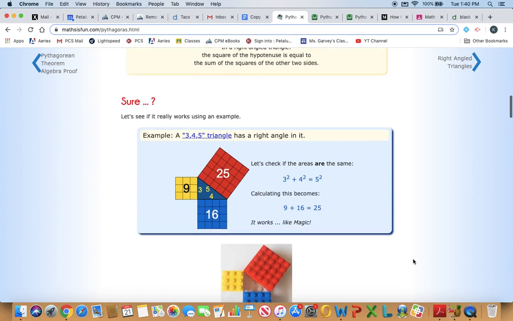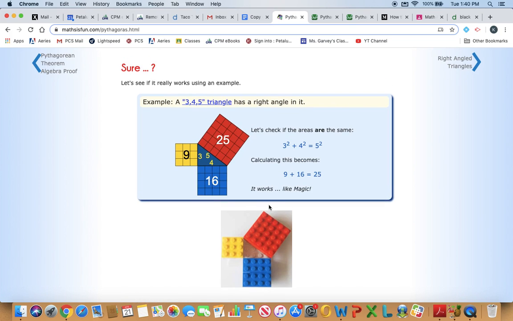Here's another diagram that helps you to see that. So in this case, we're using what we call a 3, 4, 5 triangle. It's another right triangle. It just happens to have sides that measure 3, 4, and 5. And if we square the two shorter sides, which becomes 9 and 16, and then add them up together, they will equal 25. So 3 squared plus 4 squared is equal to 5 squared, or 9 plus 16 is equal to 25. So this is a relationship that works for any right triangle.